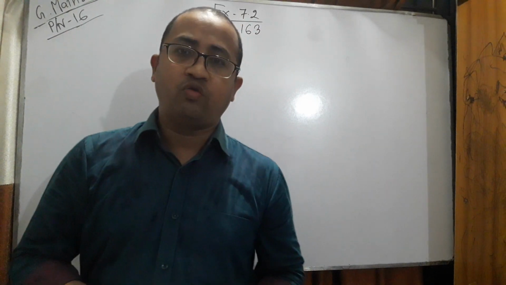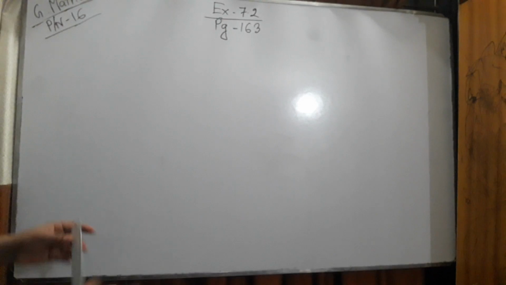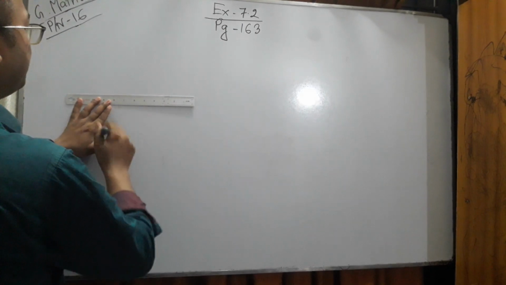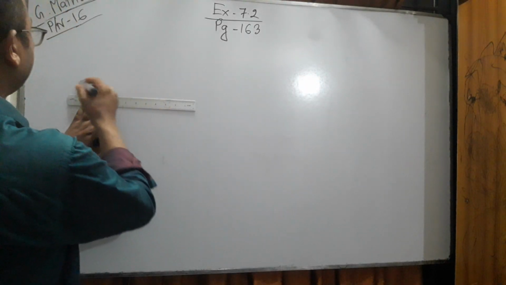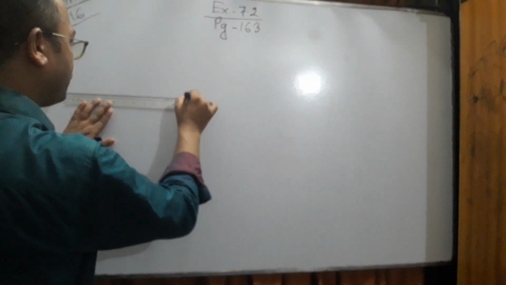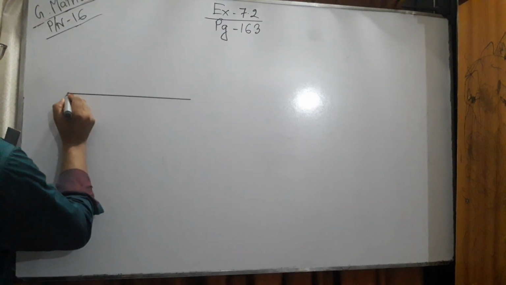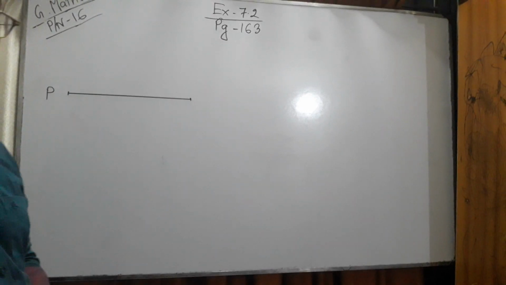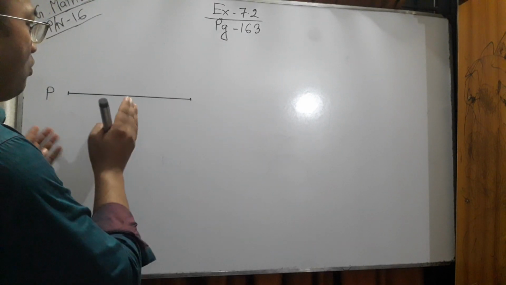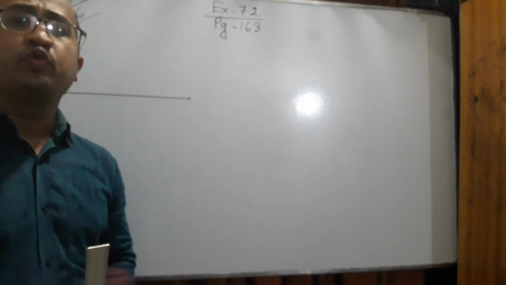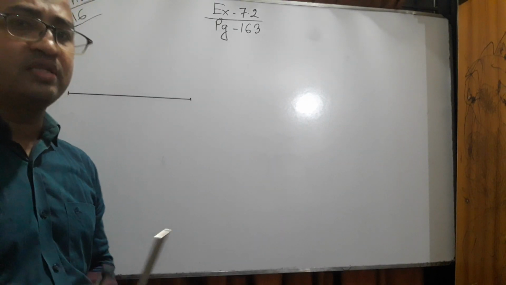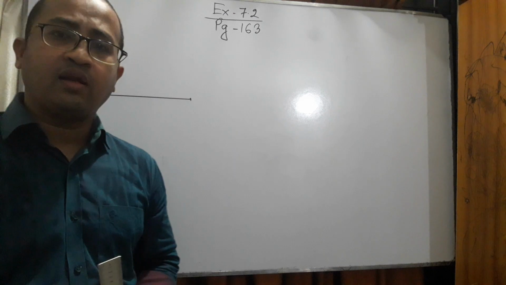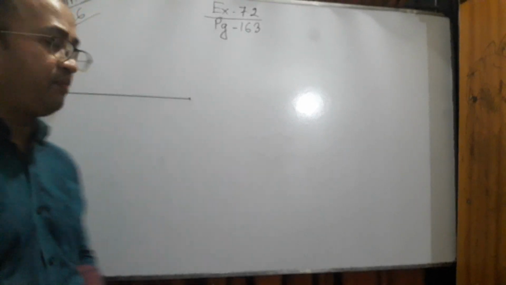So, look at the board how I draw that square. Say it is given the perimeter. This is the perimeter of the square, and this is P. At first, we divide this perimeter into two equal parts, I mean bisect this line. And how to bisect the line? I think all of you know how to bisect the line.